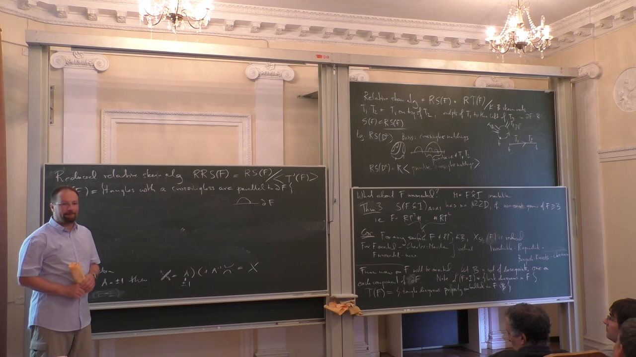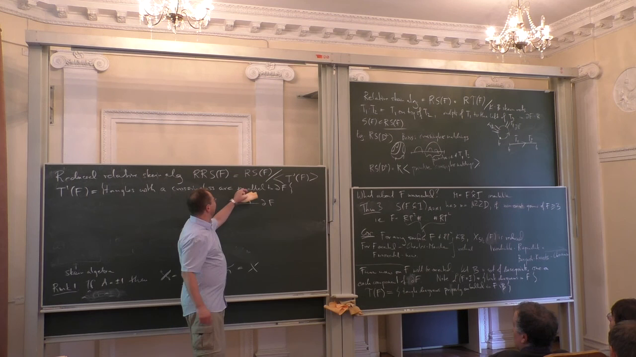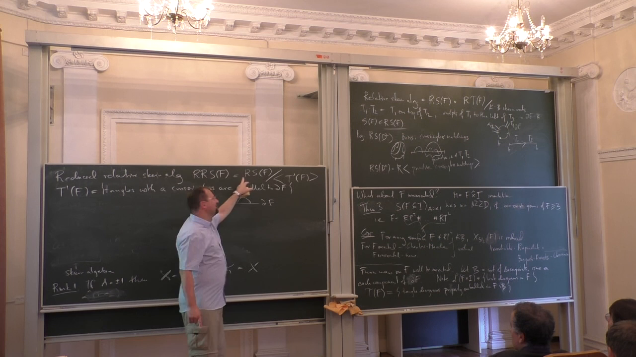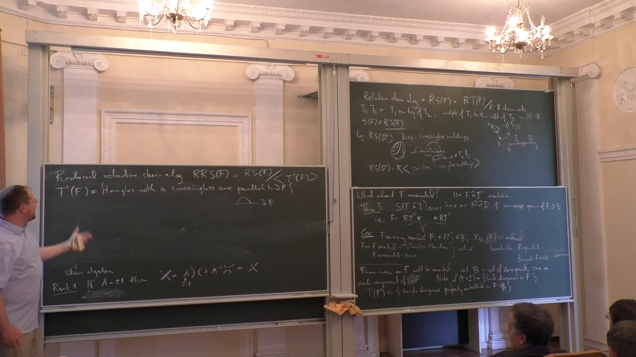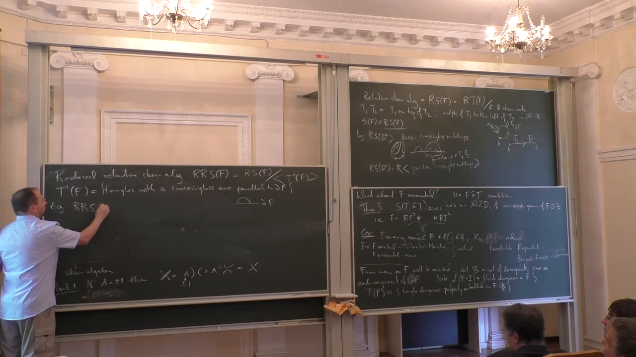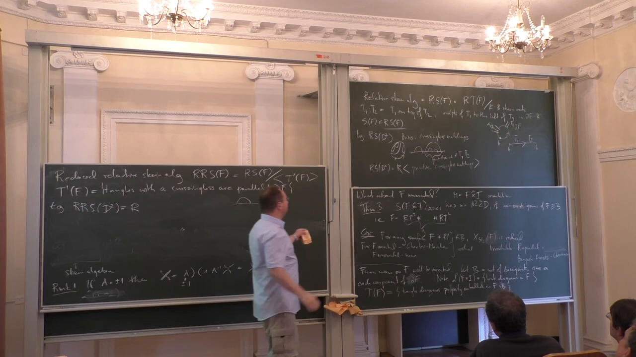Exactly. One comment: please don't be confused, this R in front of S will never be the ring R. This is the reduced relative skein algebra. What happens is that the reduced relative skein algebra of this is just going to be R, because the only diagram in this algebra will be the empty diagram.